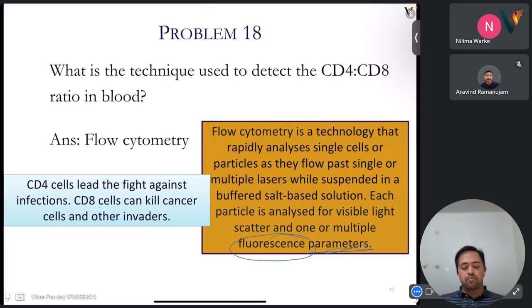So this is done in a way where the sample is put in a buffer solution and passed through those laser lights, and then after some time, say 30 seconds or 1 minute, we will check how much is the scattering and the ratio we can find from there. Fine.